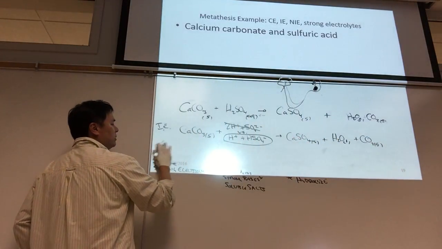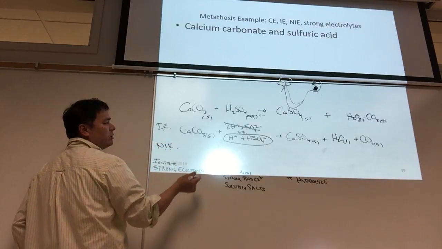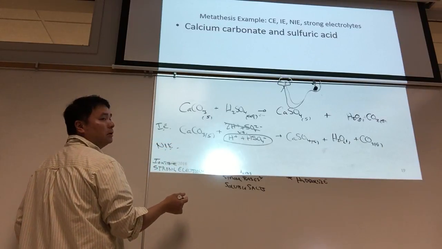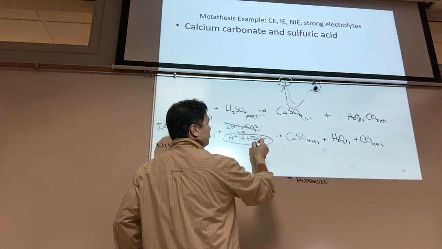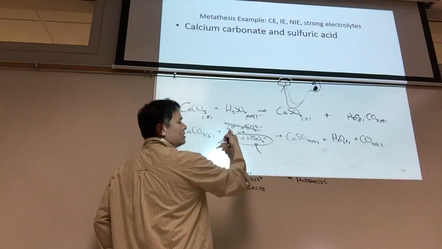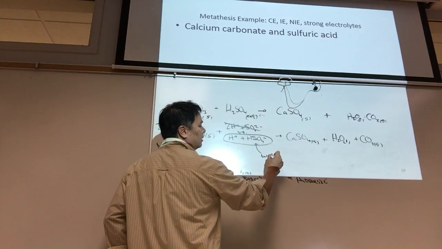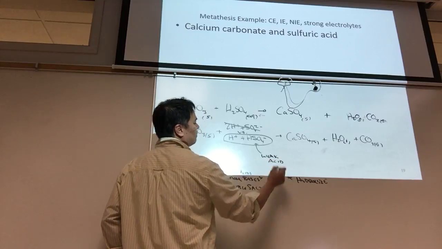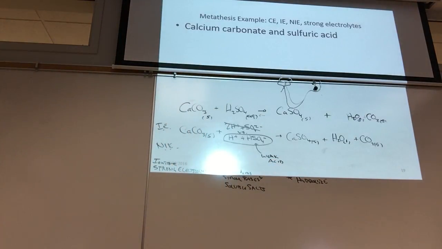Now the NIE, what do we do? For the NIE, we cancel out the spectators. Are there any spectators here? No. Okay, so the reason we didn't select the first one here is because HSO4 minus is a weak acid, not a strong acid. If HSO4 minus were a strong acid, then go ahead and break off the proton.